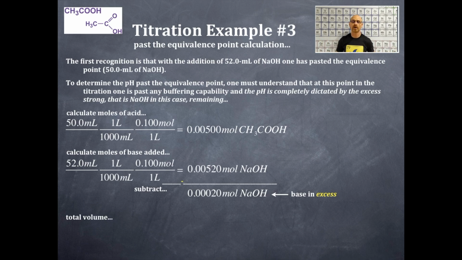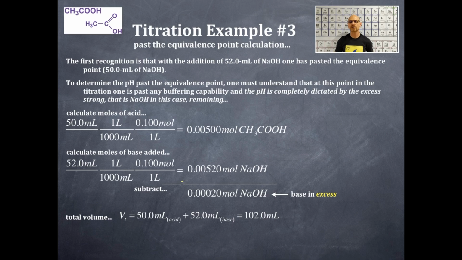We need to get the total volume. We have the volume of the acid, that's the 50.0 milliliters. We have the volume of the base that's added, that's the 52.0 milliliters. That equals 102.0 milliliters total volume.